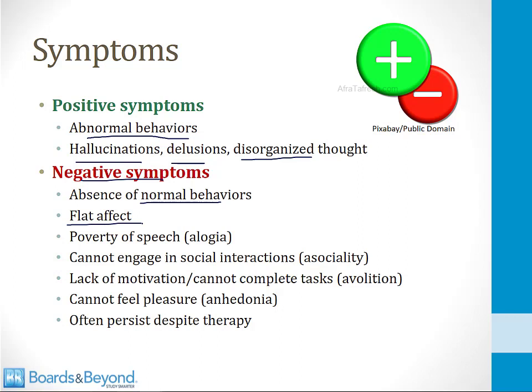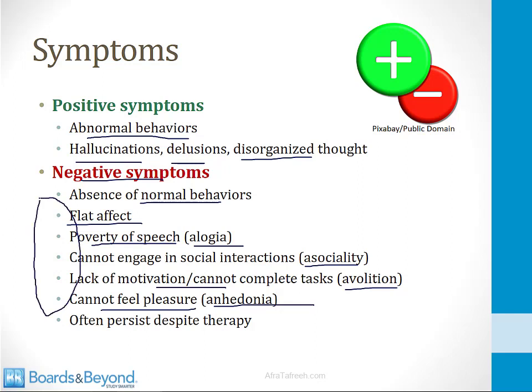Patients with schizophrenia often have a poverty of speech, meaning that they don't say much. This is called alogia. They have difficulty engaging in social interactions. This is called asociality. They also have avolition, which is a lack of motivation or a difficulty completing tasks. And then finally, they often have anhedonia, which is that they cannot feel pleasure. And these things are collectively called the negative symptoms of schizophrenia. And these are often the most difficult to treat. So despite therapy, even though you may be able to get patients' psychotic symptoms to go away, often these negative symptoms will persist to some degree.